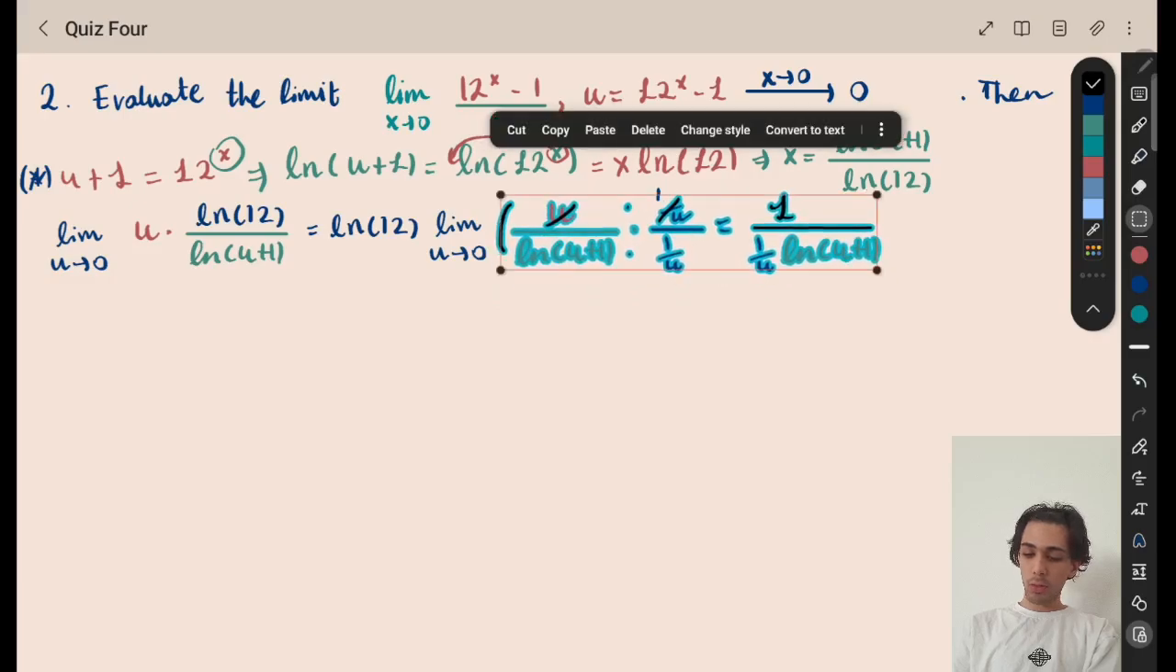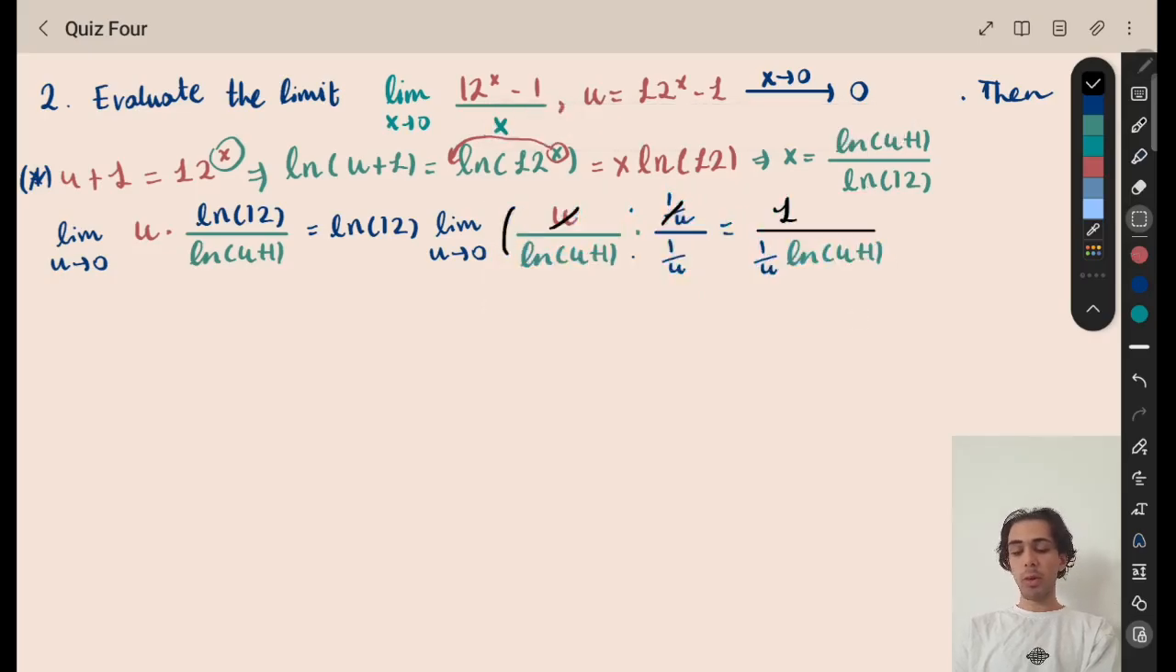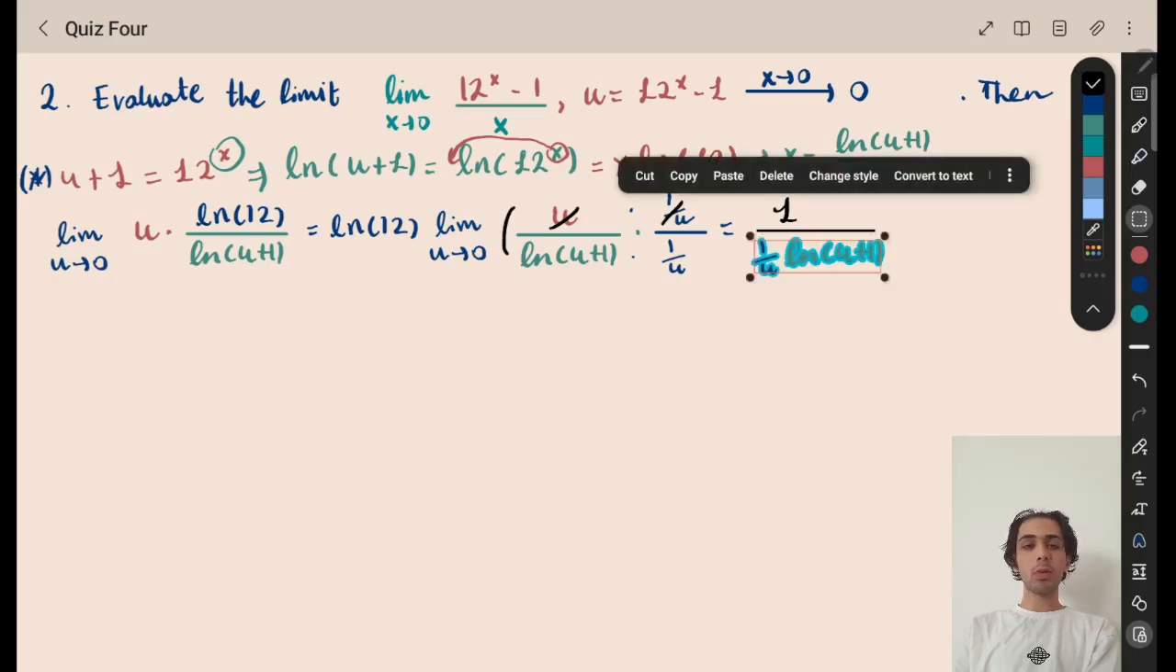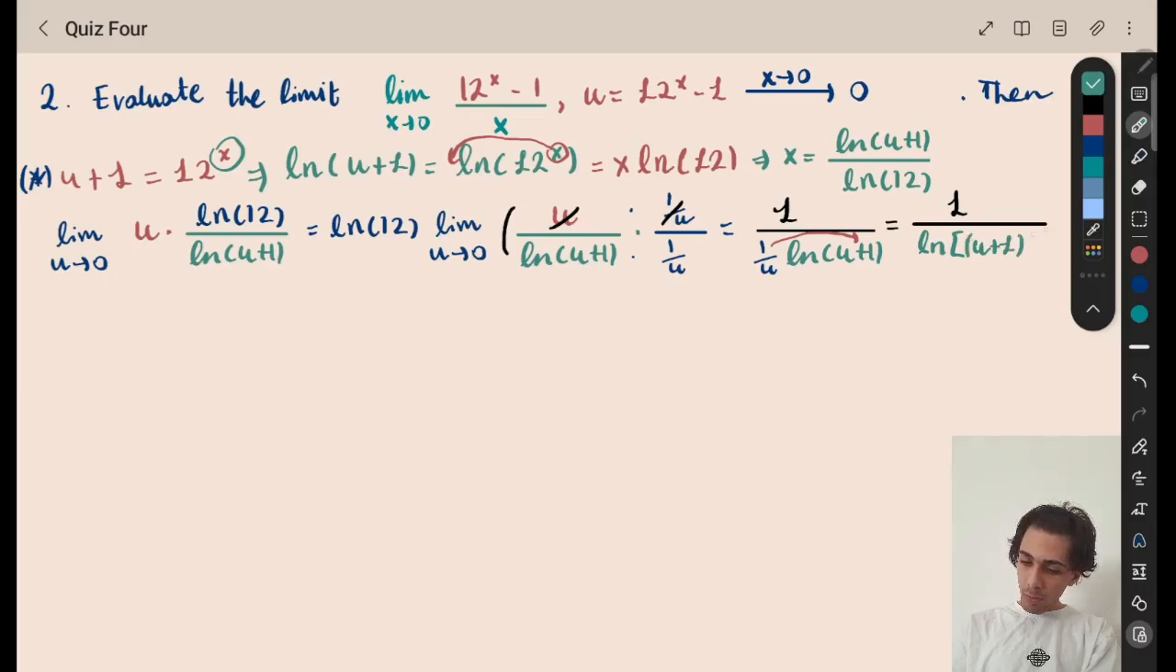So far we're making progress, it's good, but we still need to evaluate the limit. Well, the reason I wrote it in this way is because I want to actually bring this power inside the function. So I want to precisely write this down: 1 over ln of (u plus 1) to the power of 1 over u. This is what I want to write down.